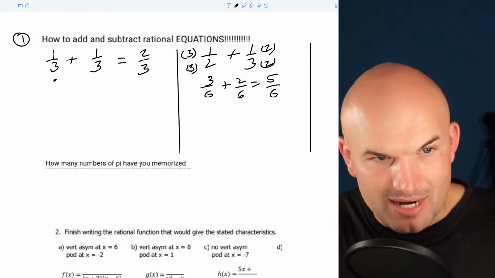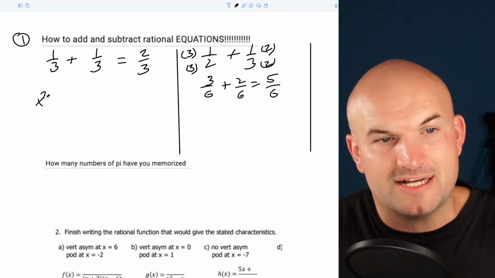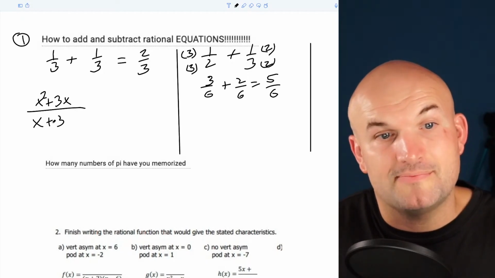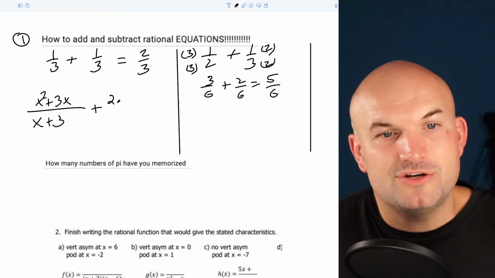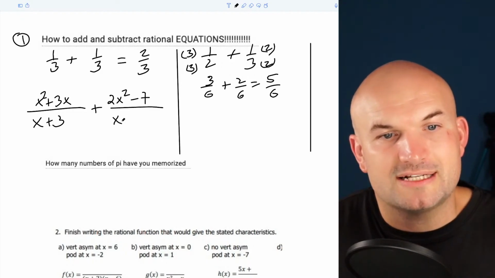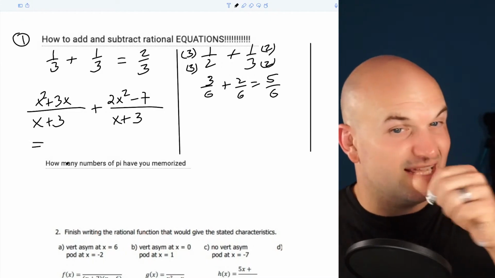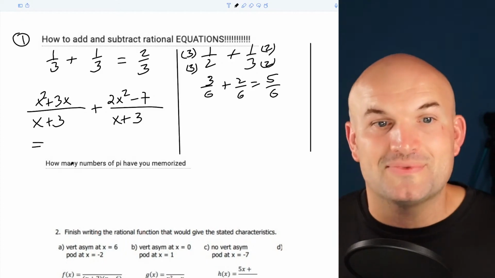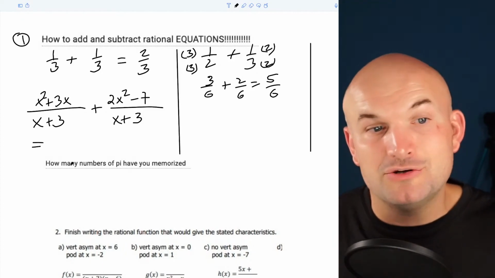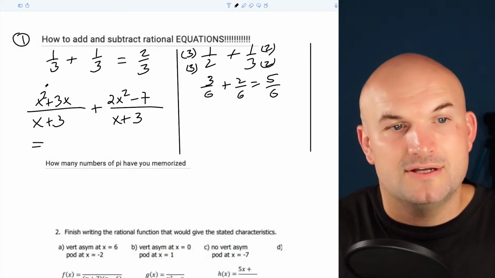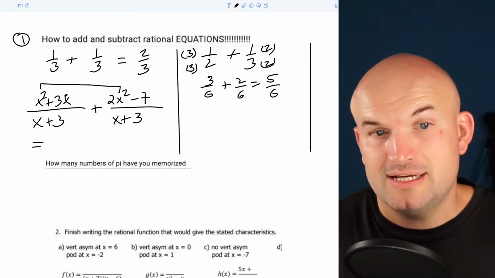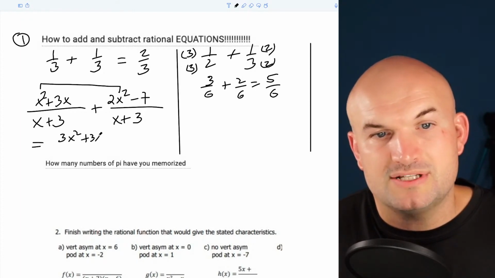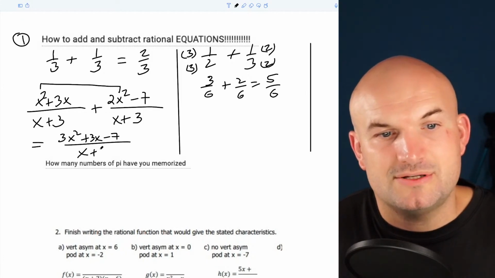So the reason why this could look like this, guys, is let's say I have x squared plus 3x divided by, let's just say, x plus 3, plus 2x squared minus 7 all over x plus 3. Well, guys, if they have the same denominator, it doesn't matter if it's 3 or x plus 3. Those are the same, right? So since those are the same, you just combine the numerator and leave the denominator the same. So I can combine the x squared with the 2x squared, right? Those are like terms. And there's really nothing else I can combine. So my final answer is 3x squared plus 3x minus 7 all over x plus 3.